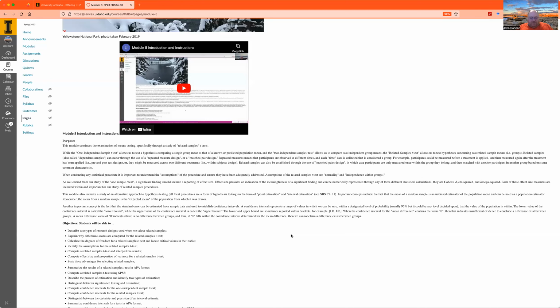This module also includes a study of an alternative approach to hypothesis testing. All t-test procedures are a form of hypothesis testing. And the alternative is in the form of point estimation and interval estimation. Important concepts include the fact that the mean of a random sample is an unbiased estimator of the population mean and can be used as a population estimator. Remember, the mean from a random sample is the expected mean of the population from which it is drawn.